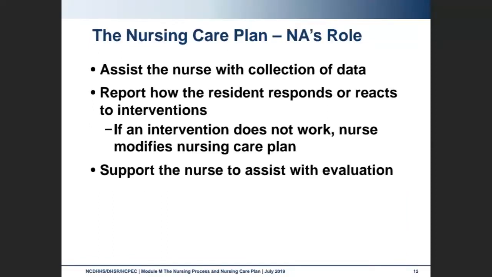Your role in the nursing care plan, again, this goes back to the nursing process, is to assist the nurse with collecting data. And we do this because we work so closely with our patients and our residents. And we have to use all of those observational skills. Reporting how the resident responds or reacts to interventions. If they don't work, we need to let the nurse know. We need to accurately report our residents' reactions to interventions. And just keep in mind how important our role is as nurse aides, and that nurses are relying on our information to care for our patients and to update this process and care plan.